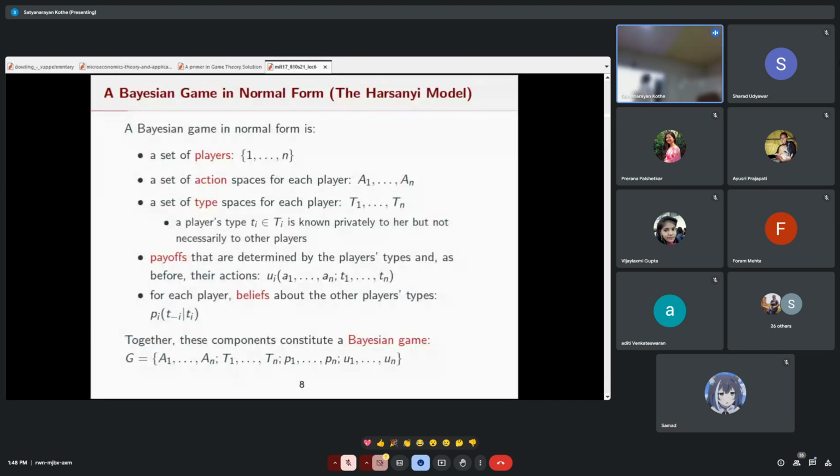So payoffs are determined by the players' types and their actions. So your Ui's are nothing but the payoff, okay, depending upon the actions and the types of the players.